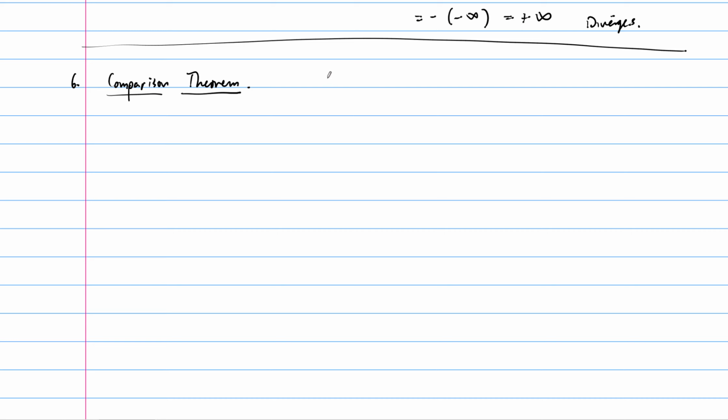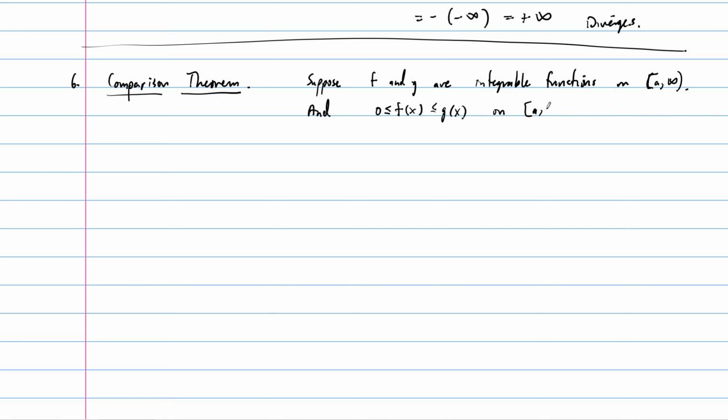So here's the idea, and I think this will make sense. Let's suppose that we have two functions, f and g, that are integrable functions on some interval, let's say from a to infinity, just for the sake of this argument. And then suppose that they're both positive. So let's say that 0 is less than or equal to f of x, which is less than or equal to g of x on this interval. So they're not only integrable, but the function g is always bigger than the function f.